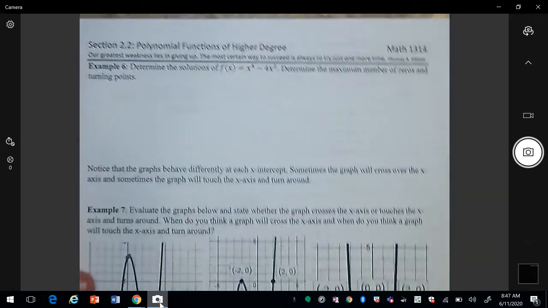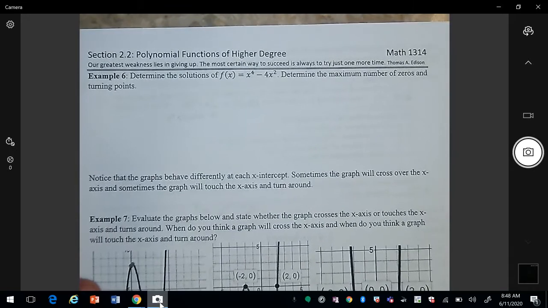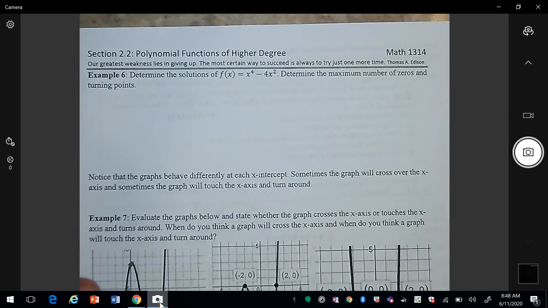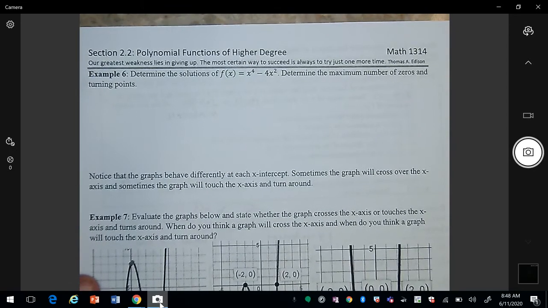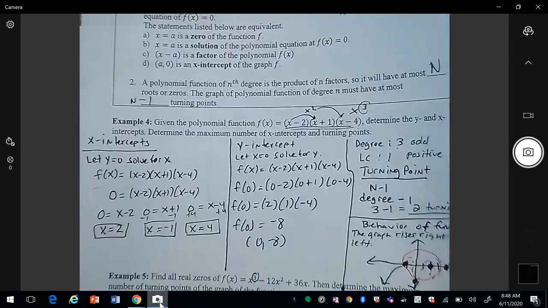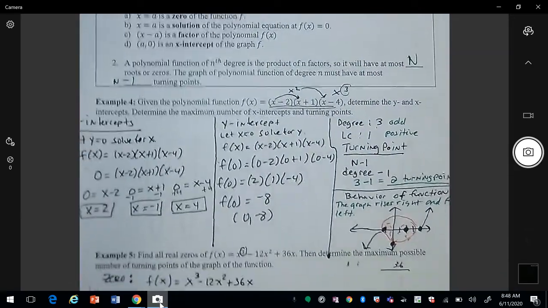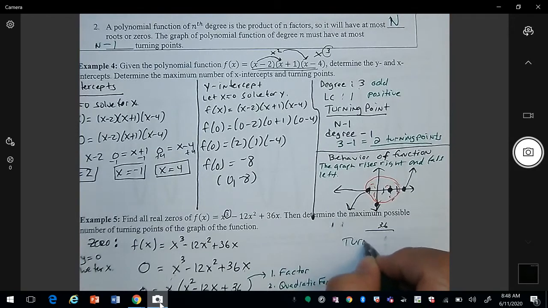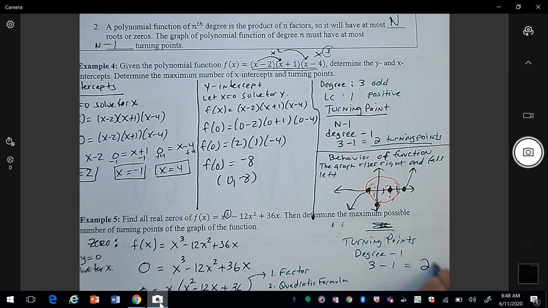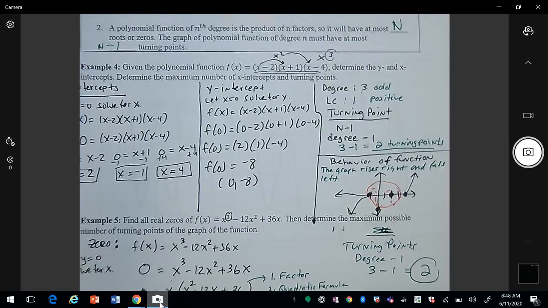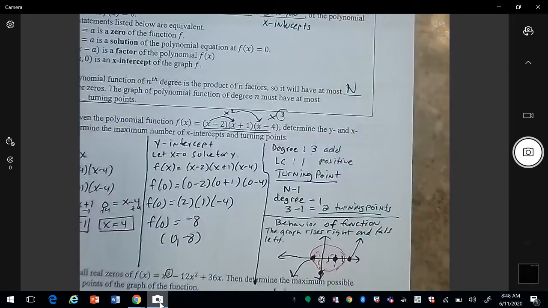Let's go to the next page. Determine the solutions of x to the fourth minus 4x squared. Determine the maximum number of zeros and turning points. The number of turning points for this one was the degree minus 1, so the degree is 3. So we have 2 turning points, at most 2 turning points.